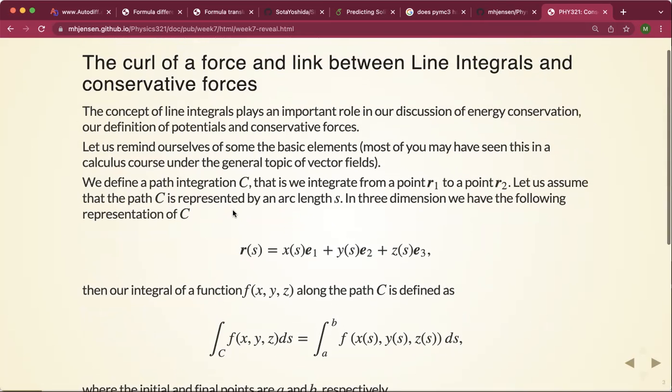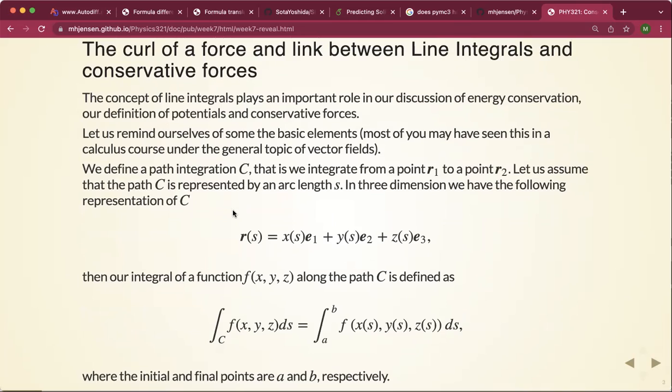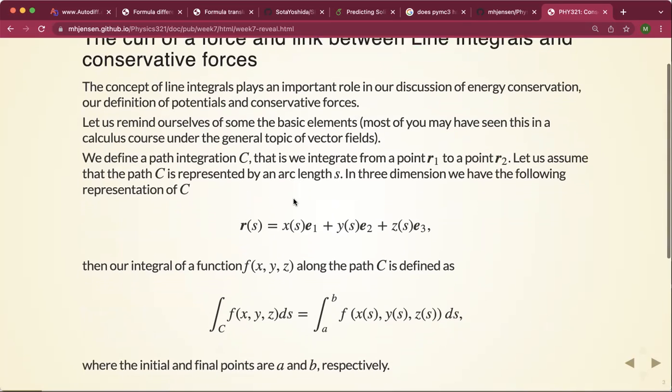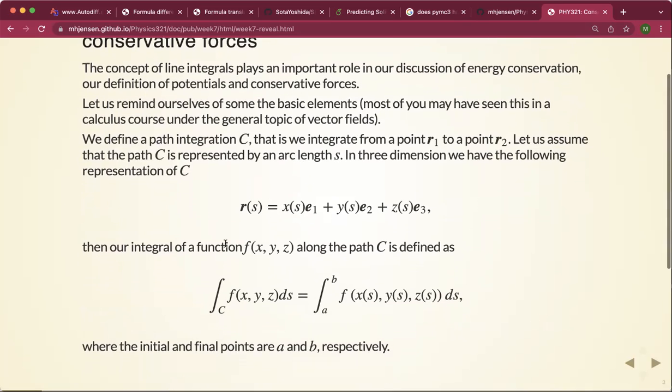One of the things you may have seen is the link to a line integral, which we have down here. What we have is a path in space, represented by an arc length s. So our position in 3 dimensions is a function of the length of the arc, which we are integrating along. Then we integrate a function f along this path from A to B, where we have 2 endpoints.